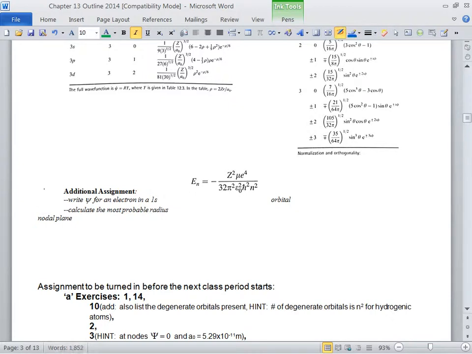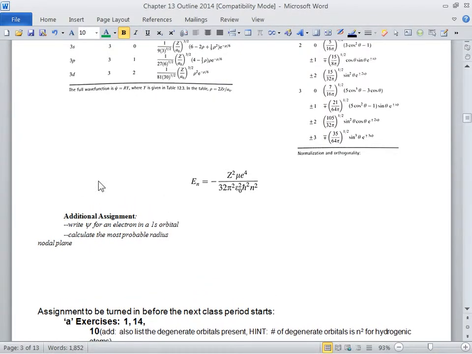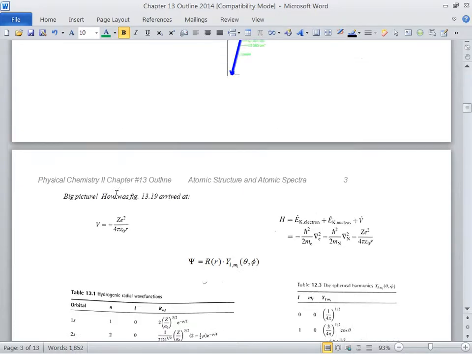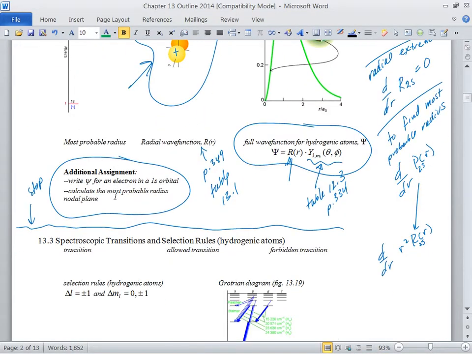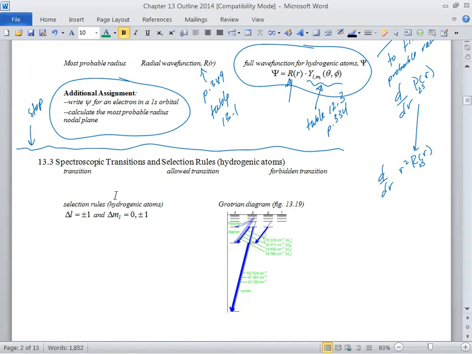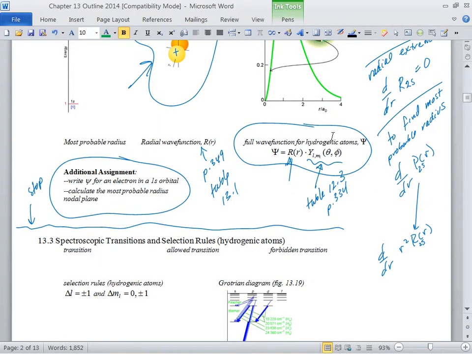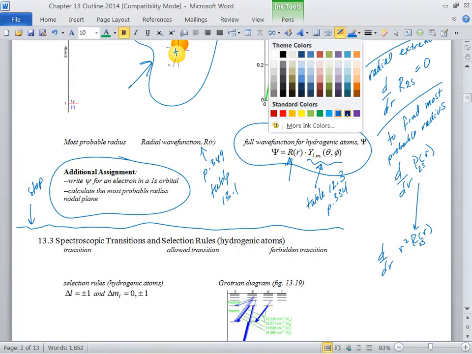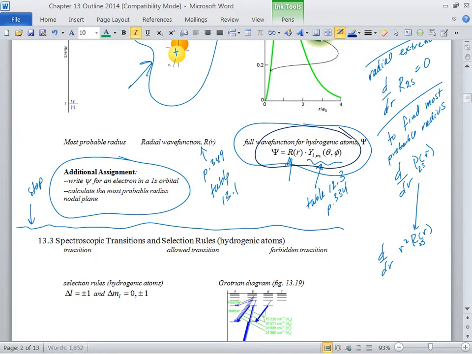So we want to write the wave function for a 1s orbital. Okay, so how do you do that? Oh, here it is. So we need to look up the radial wave function and the spherical harmonics, multiply them together, and we'll have our answer.